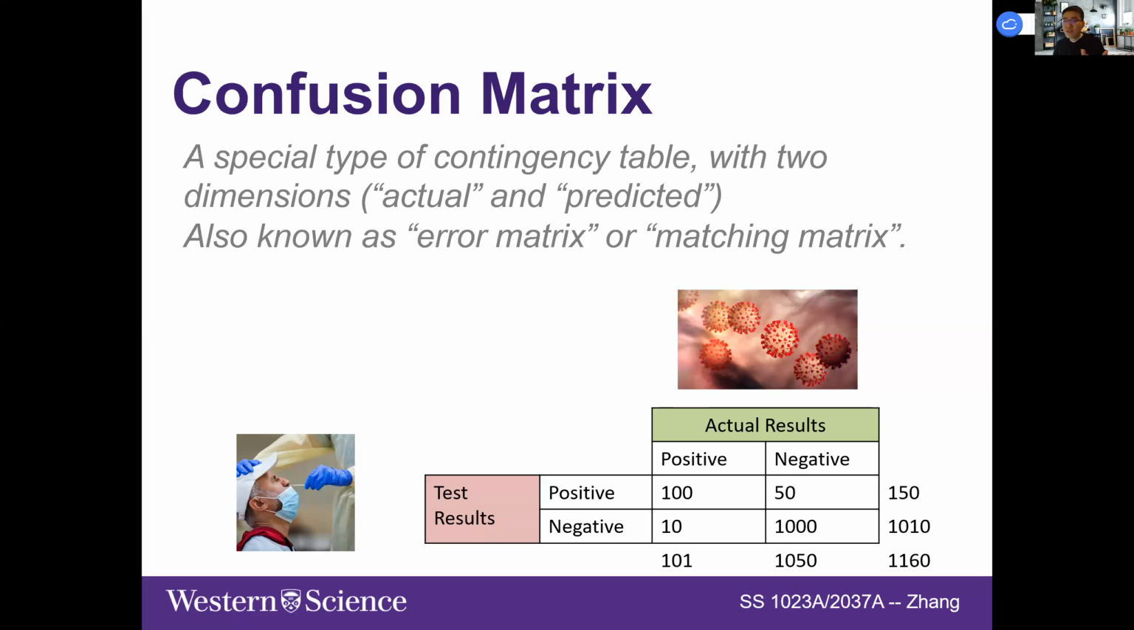As we can imagine, our test results could be either positive or negative, and the actual results can also be positive or negative. So in this case, we have 2 times 2, which is 4 different combinations of our test results and the actual results. In this way, we can summarize all of these different combinations in a 2 by 2 table.